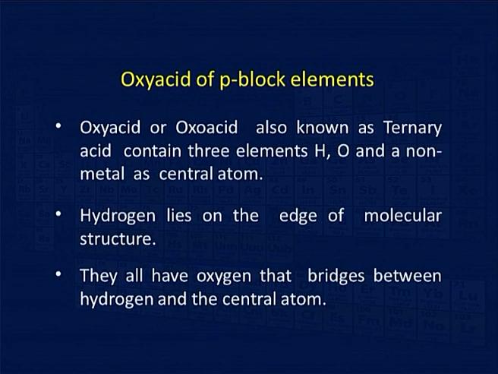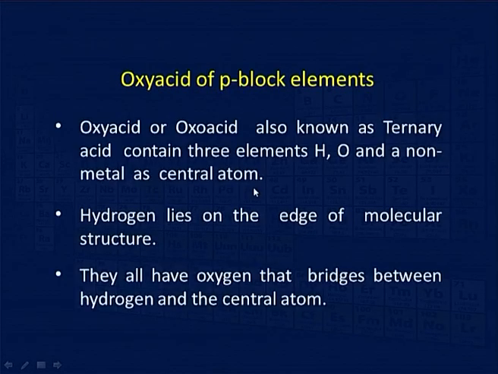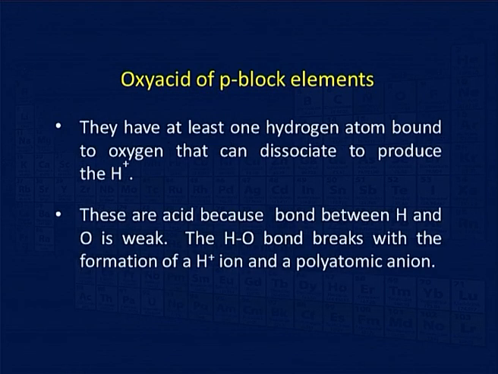Oxyacids or oxoacids are also known as ternary acids, containing 3 elements only: hydrogen, oxygen and a non-metal as a central atom. Till now we have discussed in detail the hydrides and the oxides. This is another characteristic, the formation of oxyacids or oxoacids. Hydrogen lies on the edge of the molecular structure. They all have oxygen that bridges between hydrogen and the central atom. These oxyacids have at least one hydrogen atom bound to oxygen that can dissociate to produce H plus ions, the hydrogen ions. These are acids because the bond between hydrogen and oxygen is weak. The hydrogen-oxygen bond breaks with the formation of a hydrogen ion and a polyatomic anion.